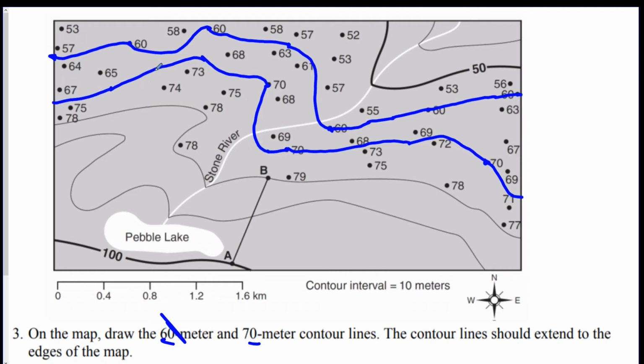As you can see also, my isolines cannot intersect. That's not allowed because you can't have a line that has two different values. If this 70 line intersects with this 60 line, that would mean at this spot here, the values would be 60 and 70 at the same time, which is impossible. So there are your 60 and 70 contour lines. Very good.